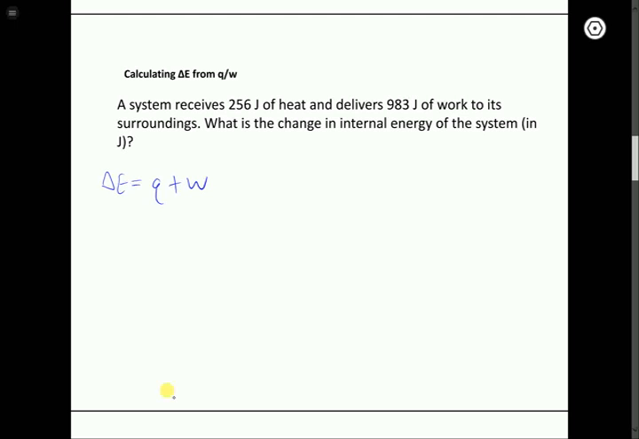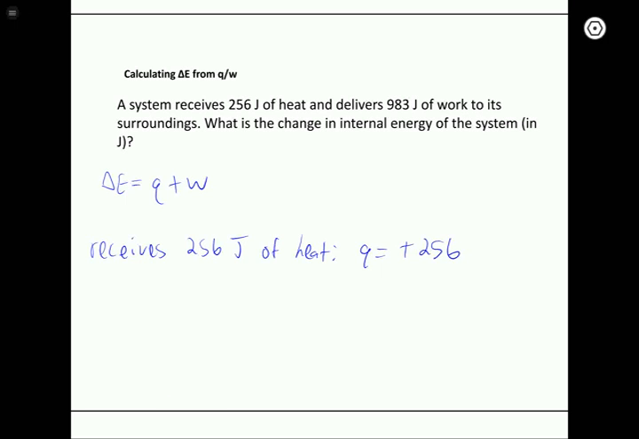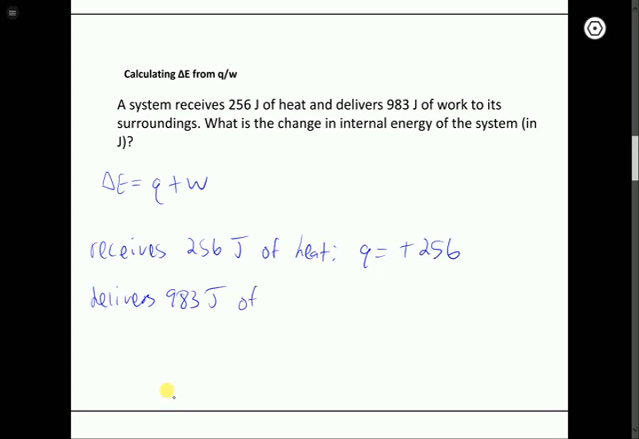That doesn't necessarily mean that the mathematical quantities of Q and W are positive, because if we look at the problem here, it receives 256 joules of heat. So translating that would tell us that Q is equal to plus 256. So if the system receives heat or absorbs heat, or whatever word is used there, Q has to be positive. But then we're told that it delivers 983 joules of work. So if the system is doing work or delivering work, as it says here, that means that the work is going to be negative. That's going to contribute to decreasing the internal energy.